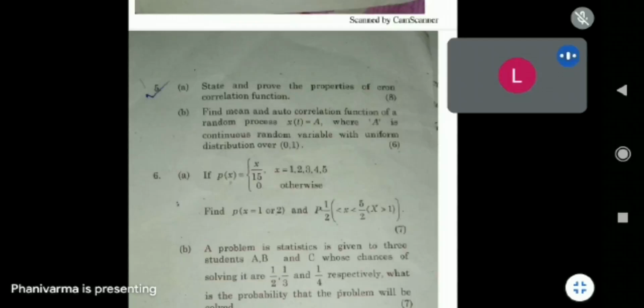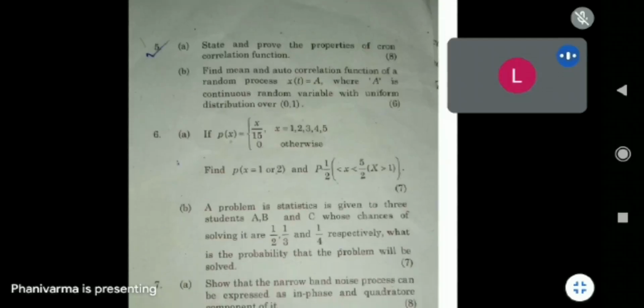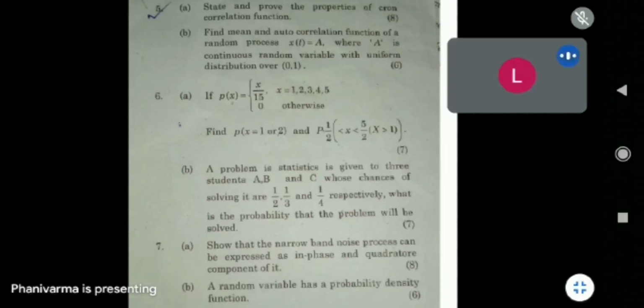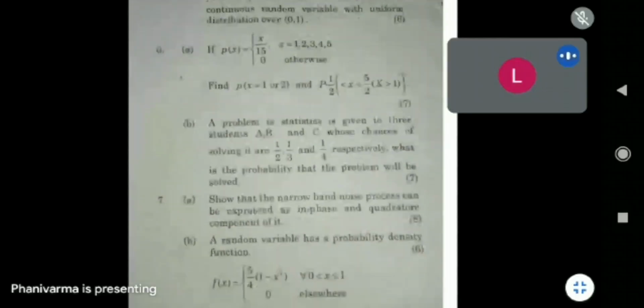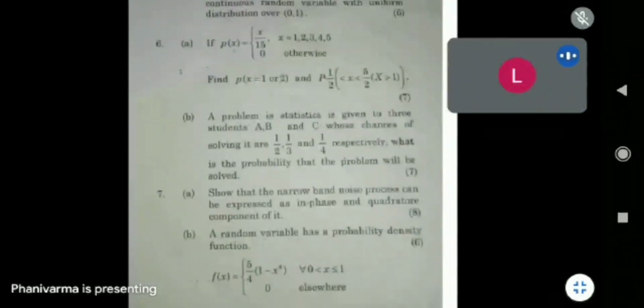Next one is if P of x is equal to x by 15, where x is equal to 1, 2, 3, 4, 5 and 0 otherwise. Here is another problem based on the functions. Next one, a problem on statistics is given to 3 students, and so on. And here is another problem.